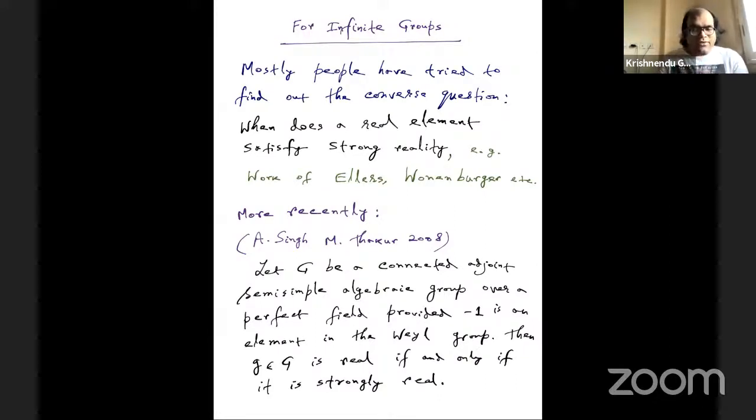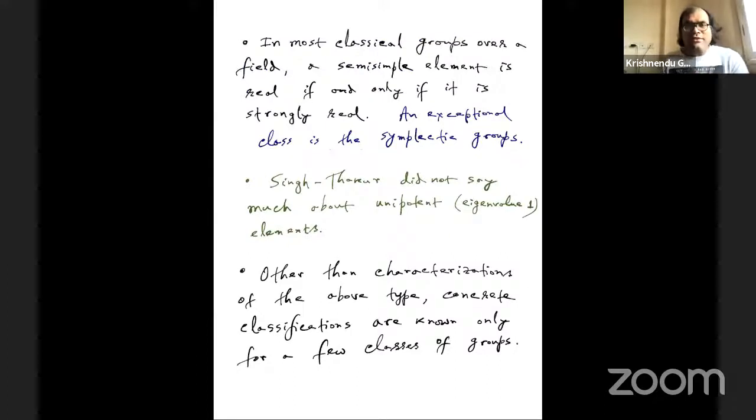Now, this result I would not explain in detail, but a consequence of this result is that in most classical groups over a field of characteristic not 2, a semisimple element is real if and only if it is strongly real. Now, an exceptional class in this family is symplectic groups, where still a complete classification is not known. And Singh and Thakur did not say much about unipotent elements, that means the eigenvalue 1 elements in a group. And that is a question that we have investigated recently, but that's beyond the scope of this lecture. But recently we have classified unipotent real elements in a classical Lie group.